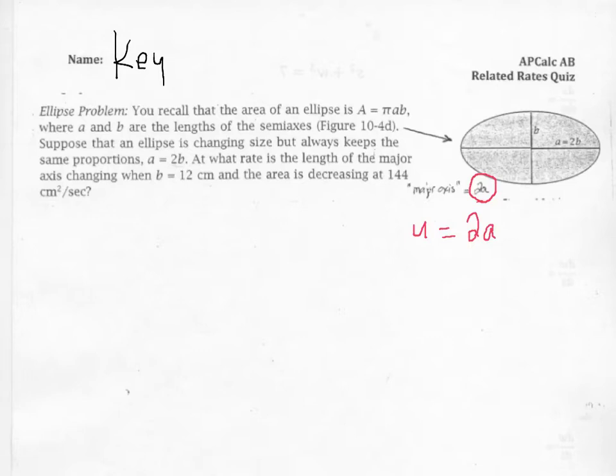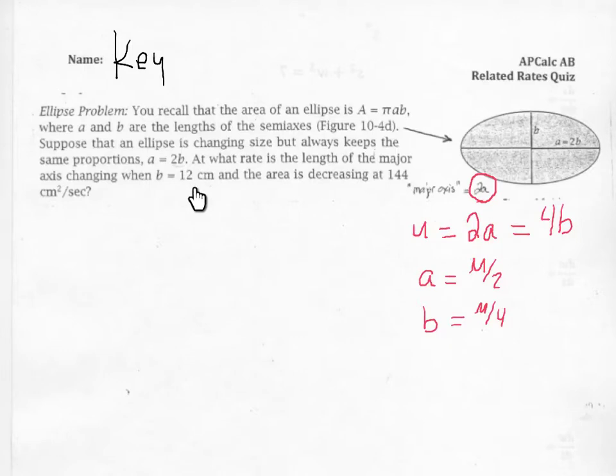And by the way, if u is equal to 2a, then that means that u is also equal to 4b. I can rewrite this and solve for a, which would mean a is equal to the major axis divided by 2, and b is equal to the major axis divided by 4. And while I'm working with b here, the place where I'm interested in these rates is right here when b is equal to 12.